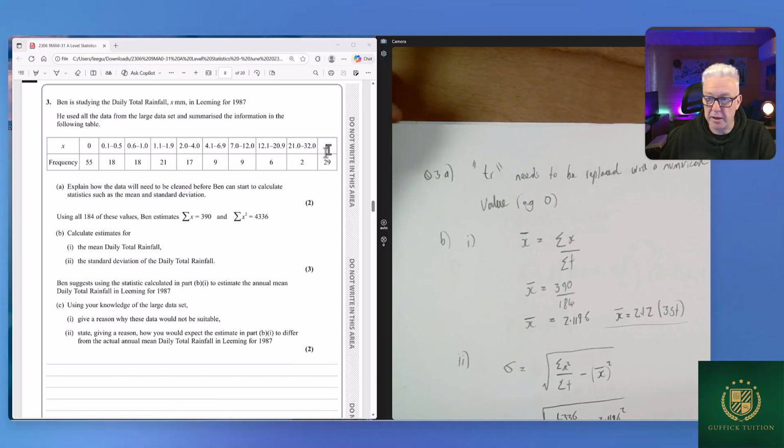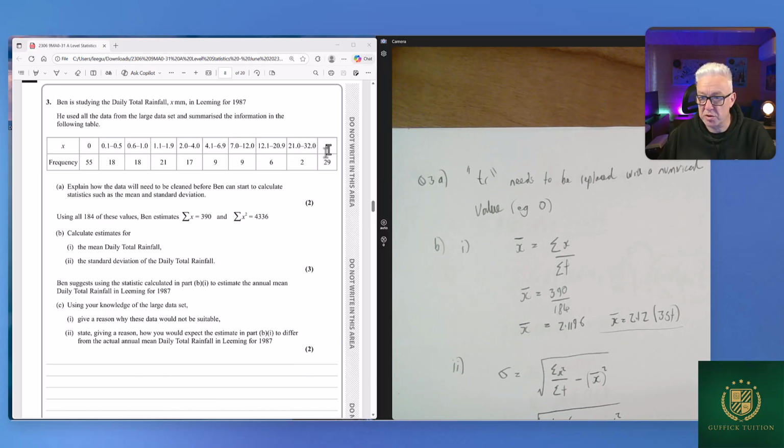You can put any kind of really small value like 0 or 0.05, but I'd usually personally just go with 0. So we need to replace trace with a numerical value. Okay, and I've put example 0. That's part A. That's kind of nice for 2 marks, really.